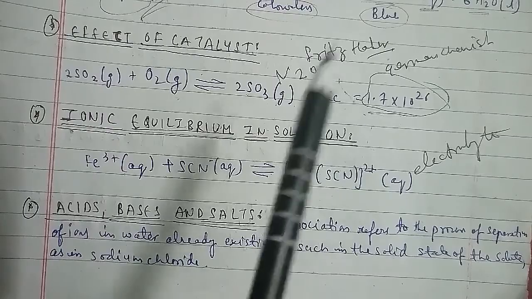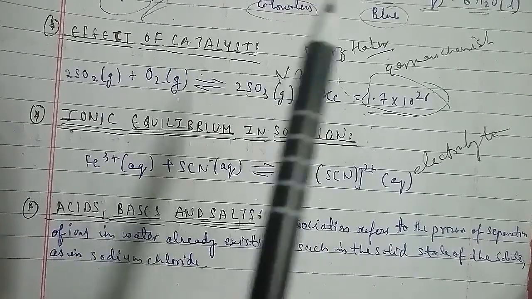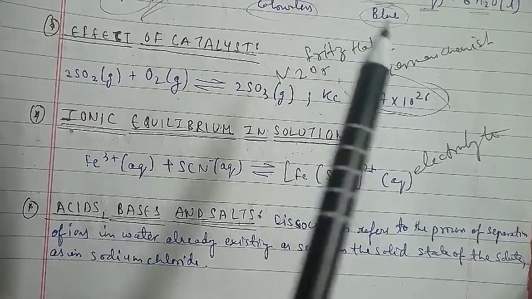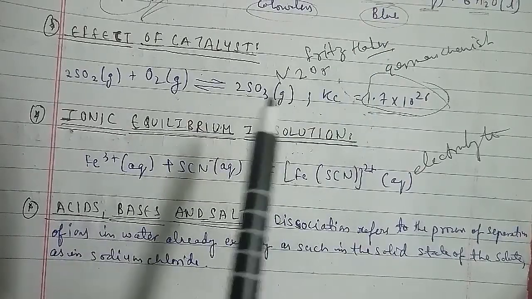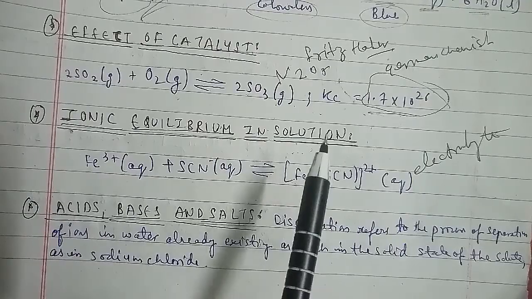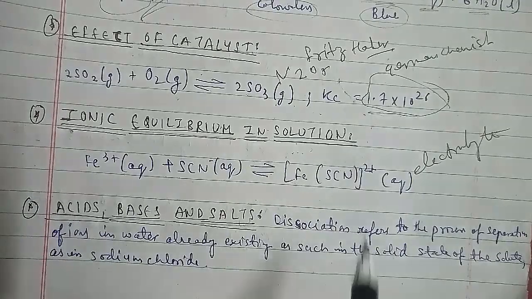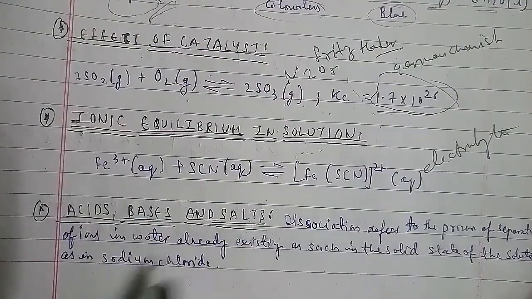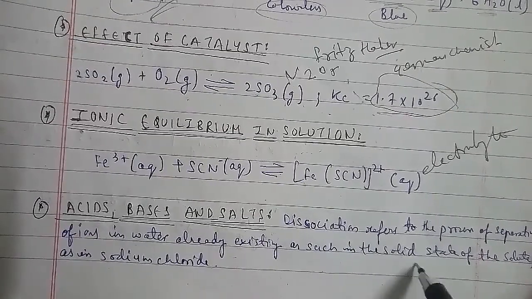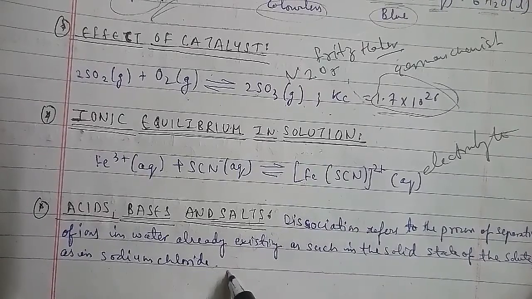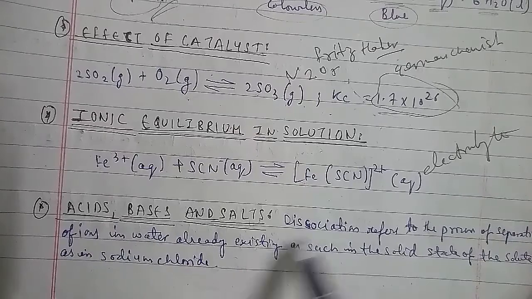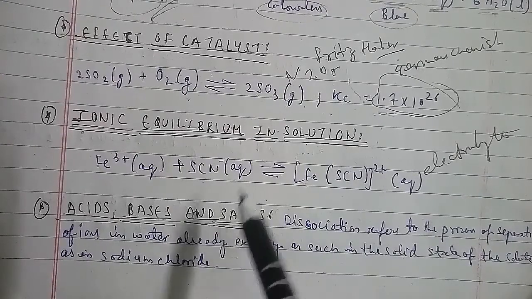With regard to that, we can say that dissociation refers to the process of separation of ions in water already existing as such in the solid state of the solute, as in sodium chloride here. On the other hand, ionization corresponds to a process in which a neutral molecule splits into charged ions in the solution, and here we shall not distinguish between the two terms.